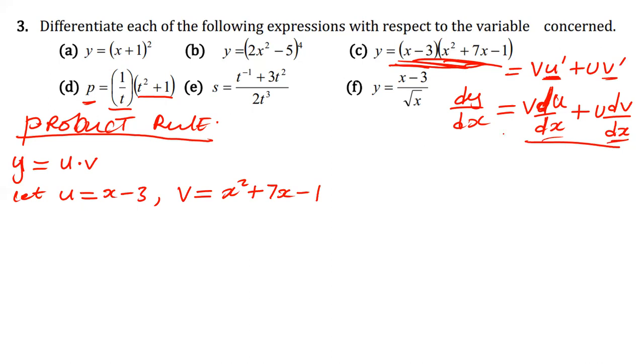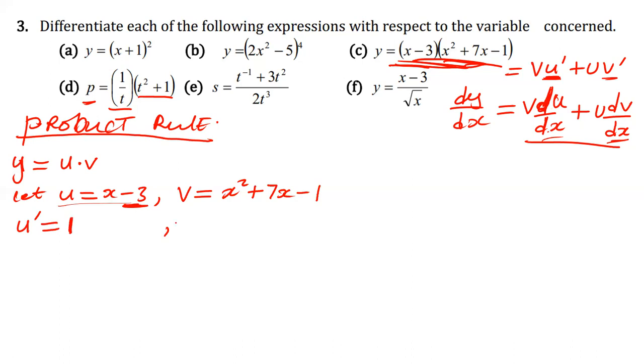So to find u prime, u prime is simply the same as du dx. So we're differentiating this function with respect to x. So u prime will be equal to: when you differentiate x, you're going to get 1. When you differentiate -3, you're going to get 0. So u prime is simply 1.